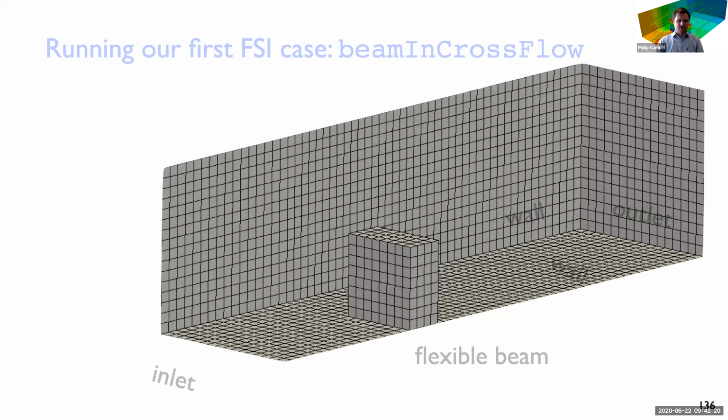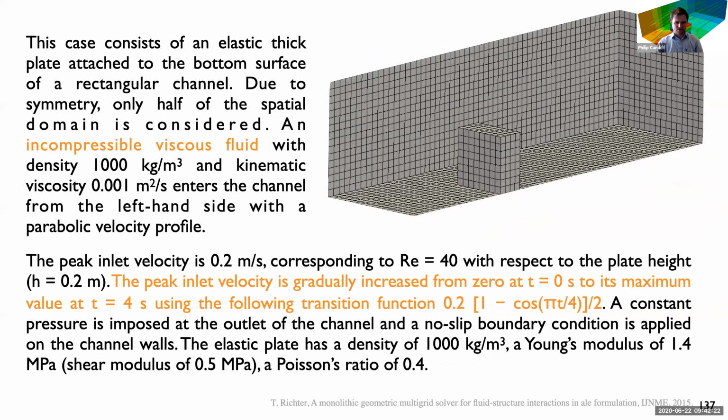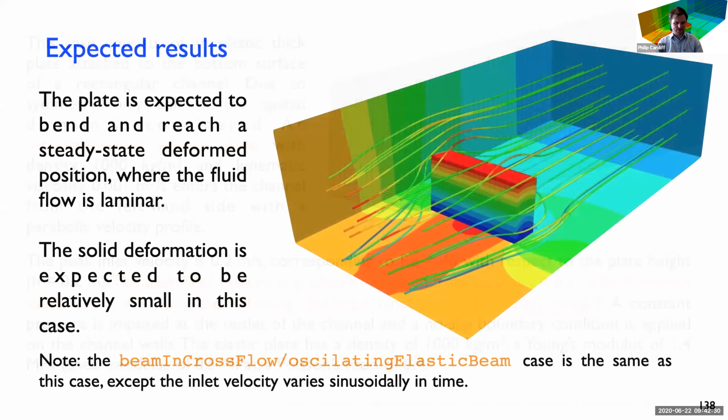For this case, we have an incompressible fluid. This is just some of the settings to do with how the parabolic flow at the inlet is being ramped up, the velocity in time. We expect this beam to bend back and maybe flex in some way. There's also a test case you can check out where we have an oscillating beam. So just the inlet velocity is oscillating back and forth.